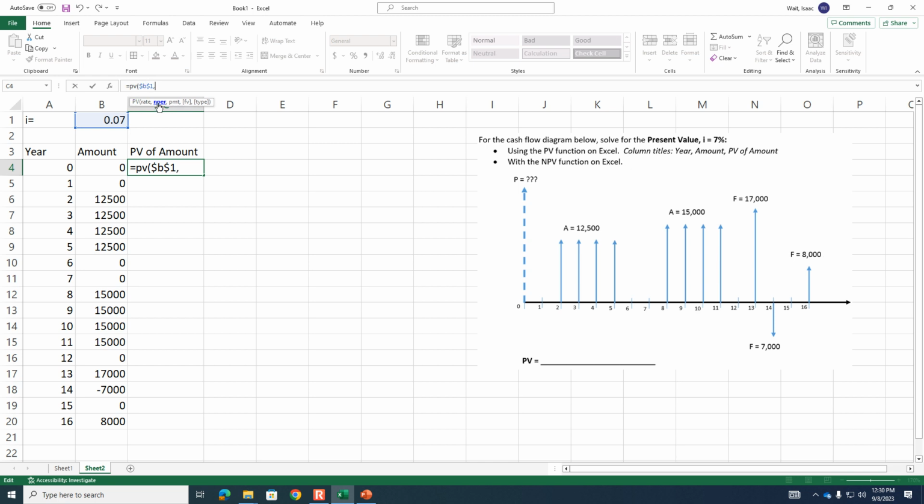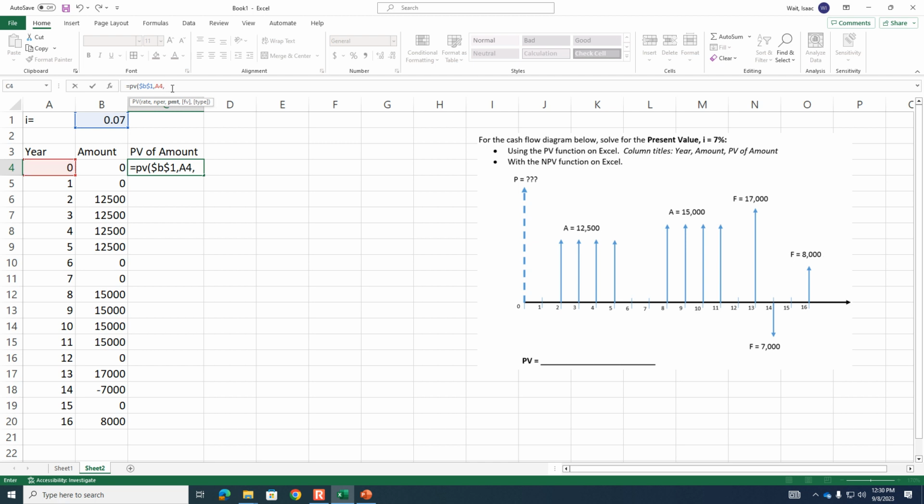Okay, so now comma. It says it wants the number of periods. I'm just going to click on the year that I'm in, because it's asking how many years you are discounting from the future to the present. So any amount that's in year 0 should move 0 years. But when I drag it down and it's looking at row 1, it's going to discount whatever amount is in the first year, 1 year, to get it to year 0. That's why I'm clicking on the year for NPER.